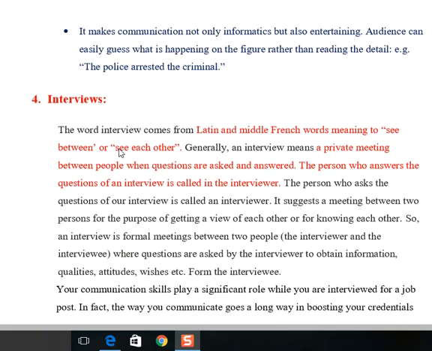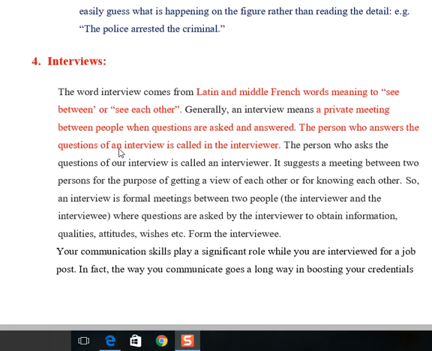Now we come to the second very important point, the interview. Let's read and then we'll define. The word interview comes from Latin and Middle French words meaning to see between or see each other. Generally, an interview means a private meeting between people when questions are asked and answered.